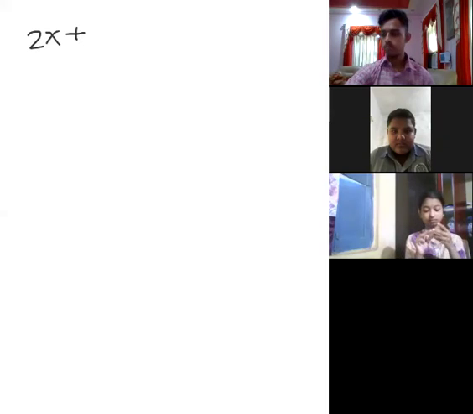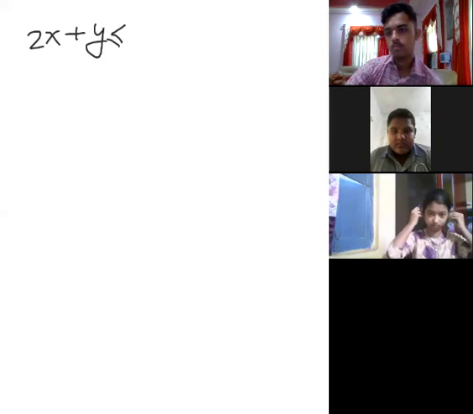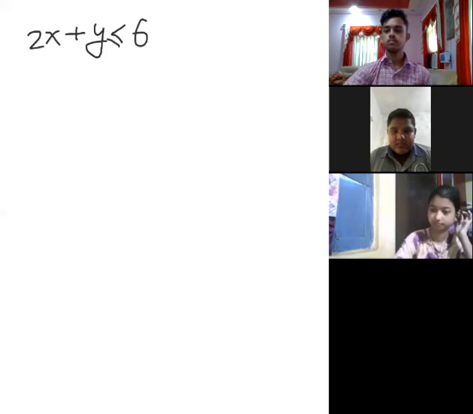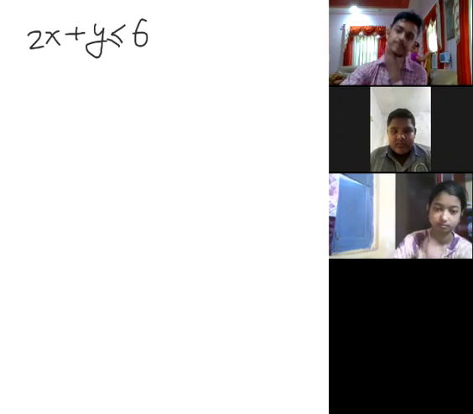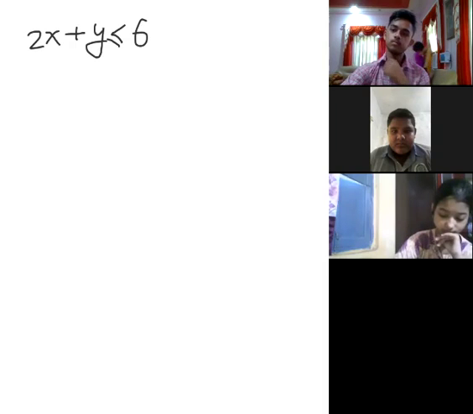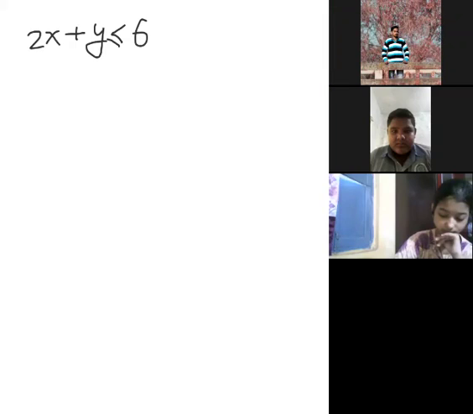2x plus y is less than or equal to 6. If we need to make its graph, now it is less than or equal to, which means a continuous line will come, whereas in the previous one, a dotted line came. Now it is going to be a continuous line. So for the continuous line, let us make the graph. First of all, whenever we need to make the graph, we take the equals to case, that is, 2x plus y is equal to 6.